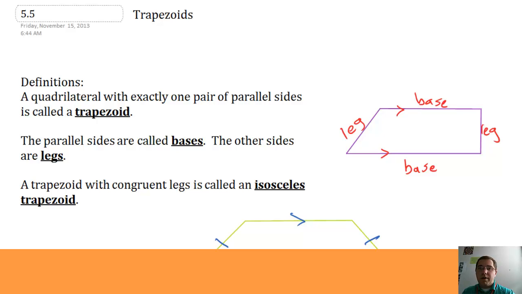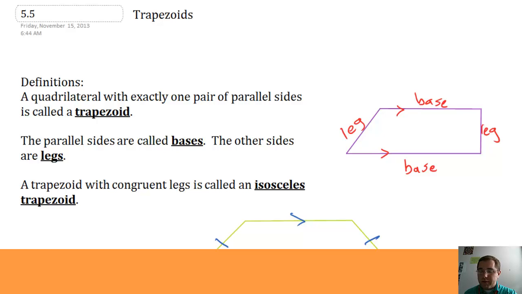This is section 5.5, trapezoids. So we begin with the definition of a trapezoid. A quadrilateral with exactly one pair of parallel sides is called a trapezoid. So it only has one pair of parallel sides. It's a quadrilateral, so it still has four sides, but one pair of opposite sides are parallel.